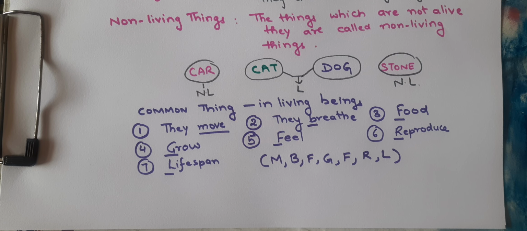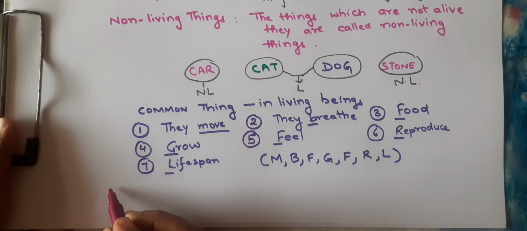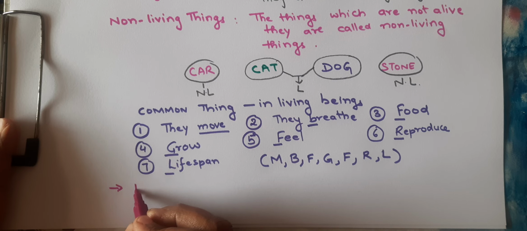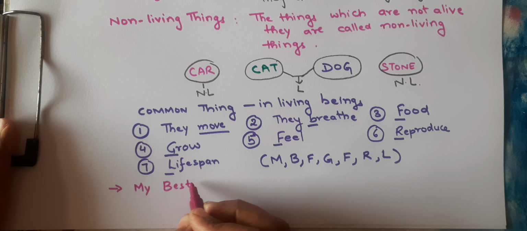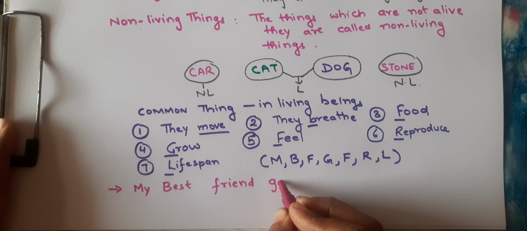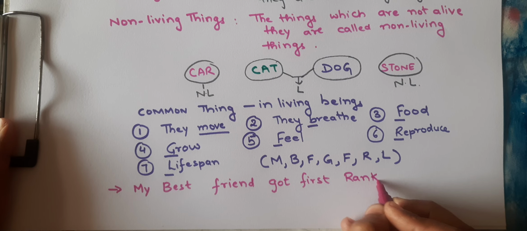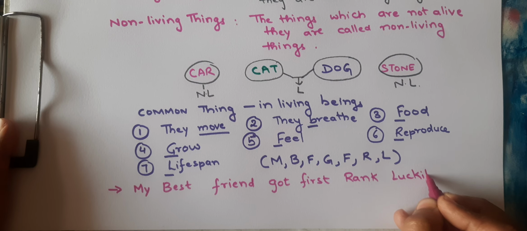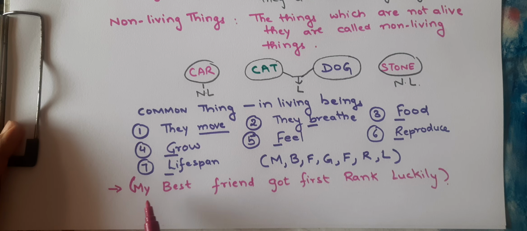Okay, now to easily remember the characteristics of the living things, I will give you a mnemonic. My best friend got first rank luckily. So you can learn this common thing by this sentence: my best friend got first rank luckily.